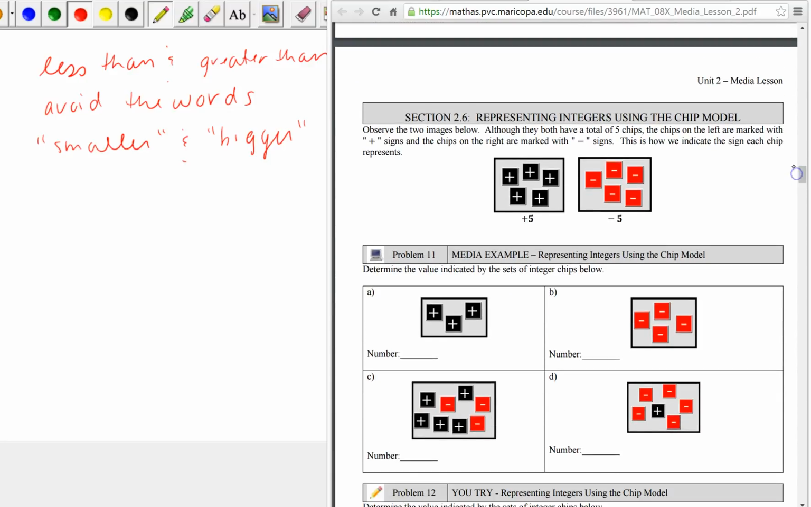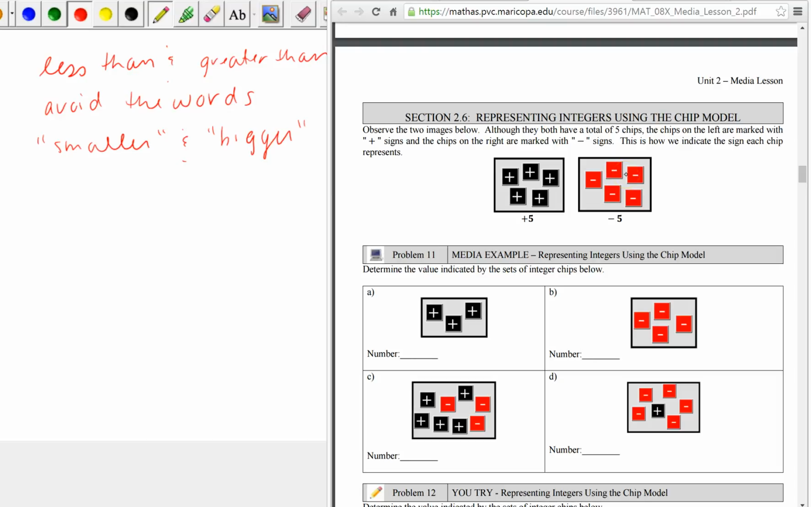Okay, now here is the chip model. So we'll be using the chip model a lot in this section, especially with operations. And here's the idea. So you can see we have these positive chips and we have negative chips, and this is a discrete model, meaning that each one of them is separate as opposed to a continuous model like a number line. Okay, so the sign on the chip determines whether it's positive or negative.